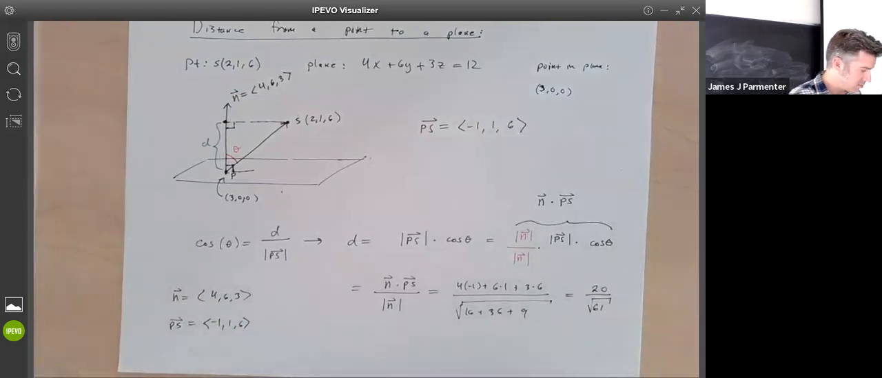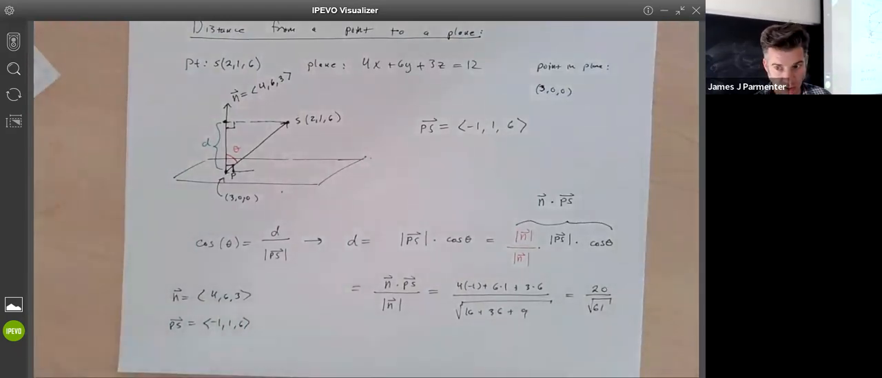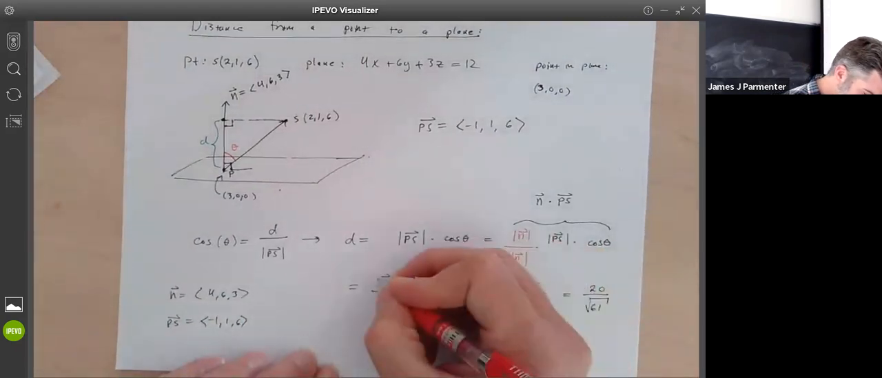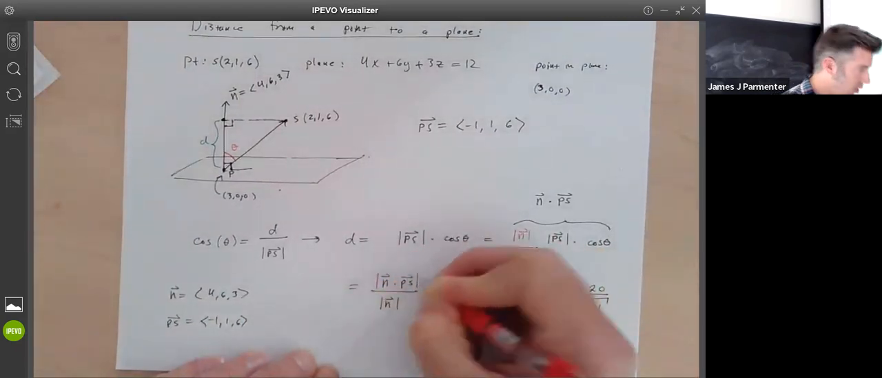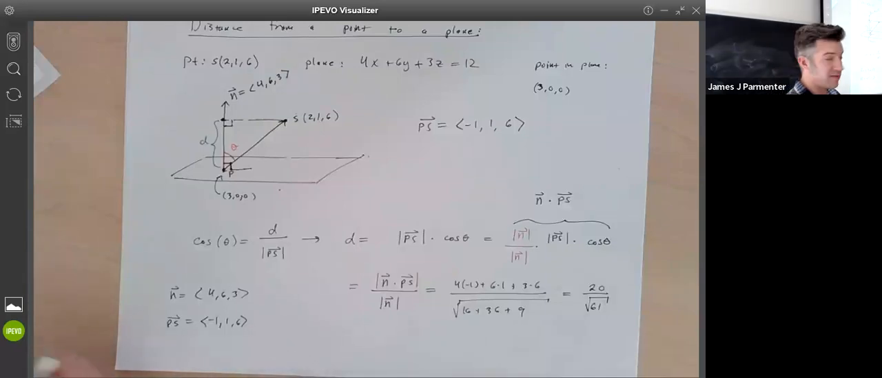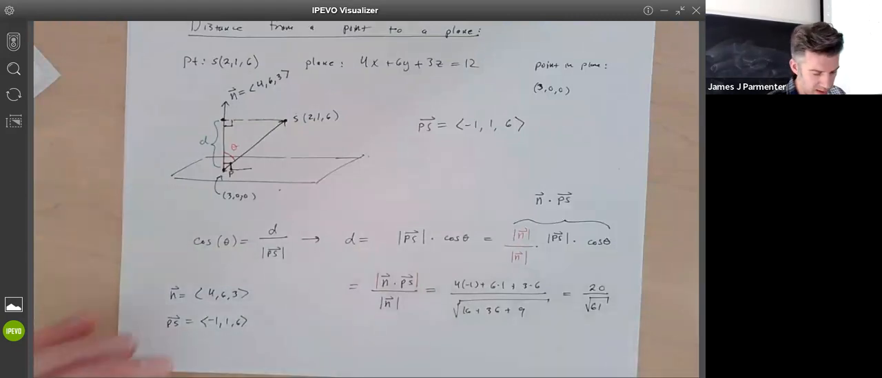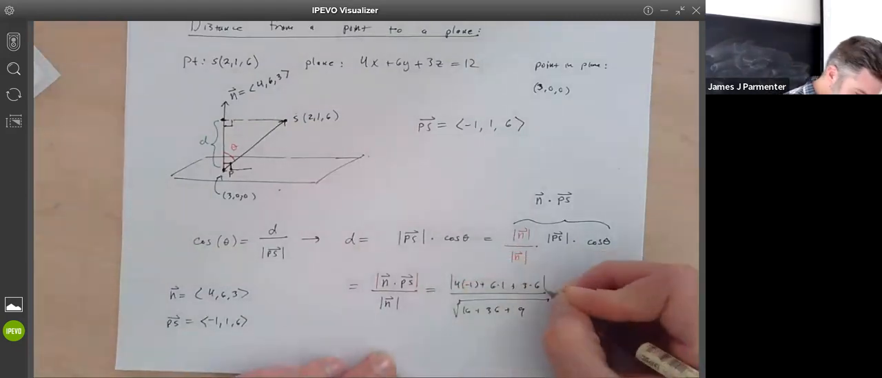I should point out that I didn't write it down here, but I should have. Technically, we should have an absolute value around this quantity, in case it does come out negative, because a dot product can certainly be negative. If we're measuring a distance, it should always come out positive. So we should put absolute values around this just to make sure it comes out right.